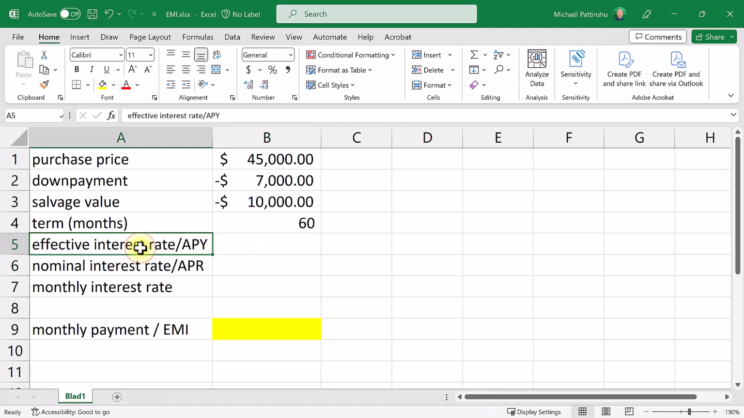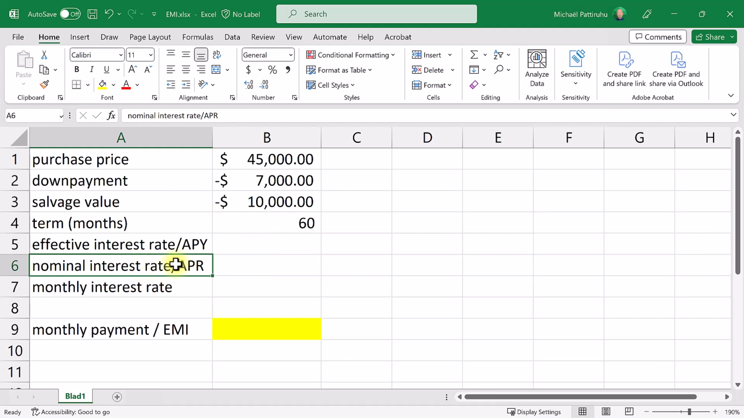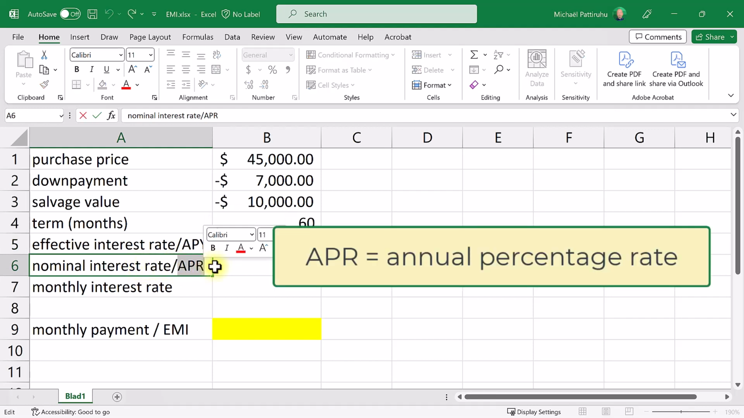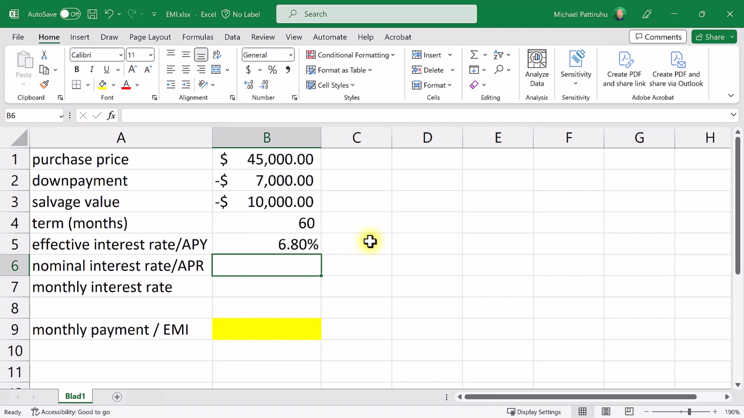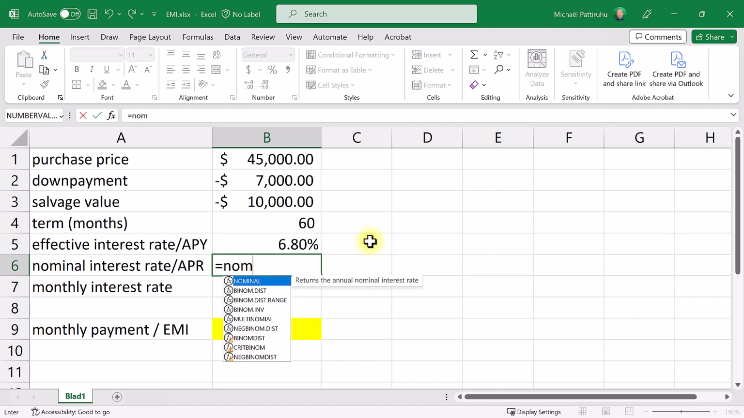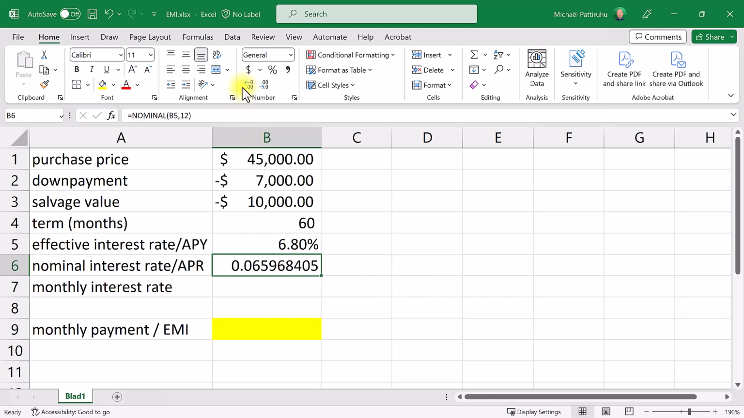Now this can either be the effective interest rate or APY, annual percentage yield, or this can be a nominal interest rate, also known as annual percentage rate. Let's say I have an effective interest rate of 6.8%, enter, and there's a function in Excel called NOMINAL, which calculates the nominal interest rate from the effective interest rate, comma, then the number of terms, or 12 months, parenthesis, enter. And this is also a percentage, 2 decimals.